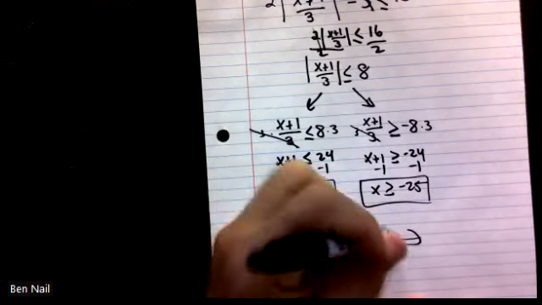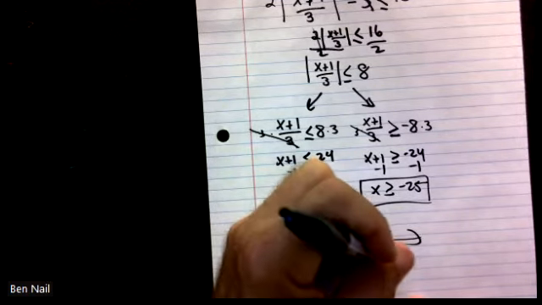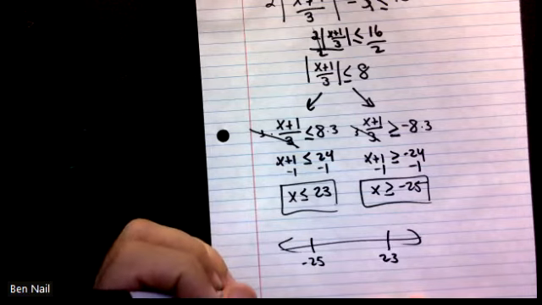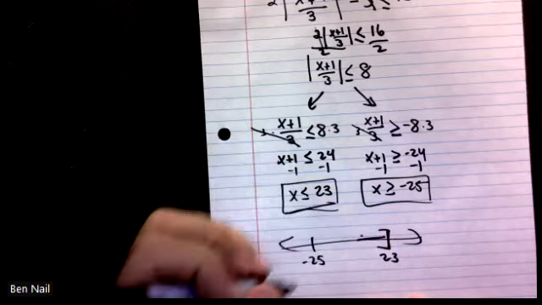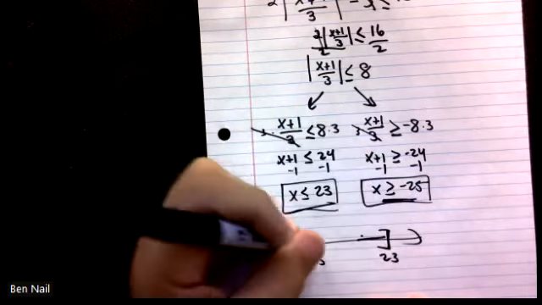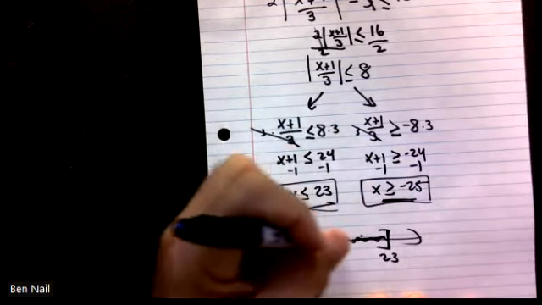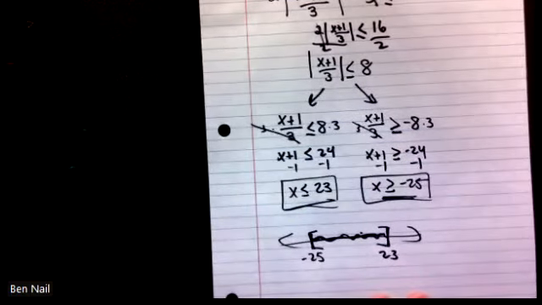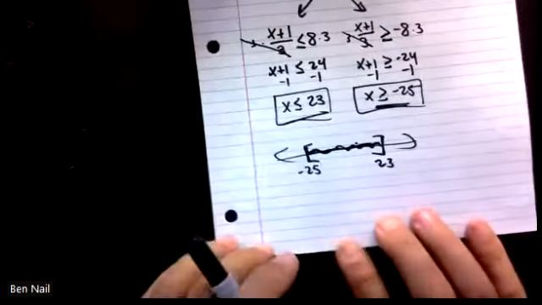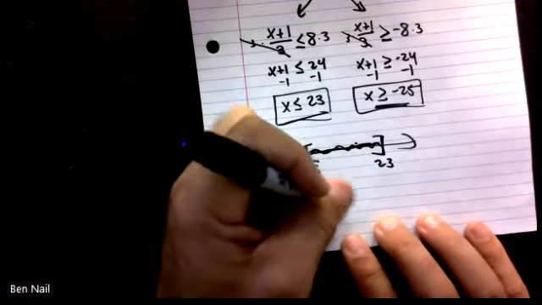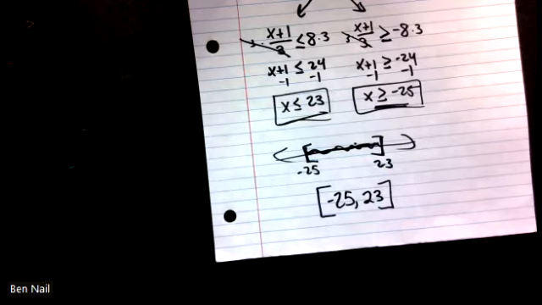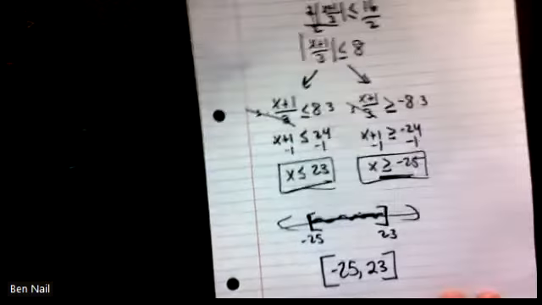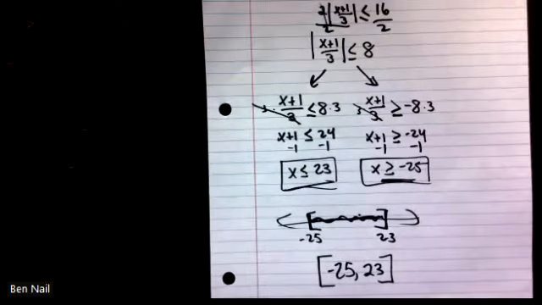So again, on your number line, smaller number to the left, bigger number to the right. Talking about everything smaller than or equal to 23. Everything bigger than or equal to negative 25. So this is one of those that shades in between. So again, your interval would read from negative 25 to 23. We would use the brackets because it was equal to, and those numbers are included. Should look like so.